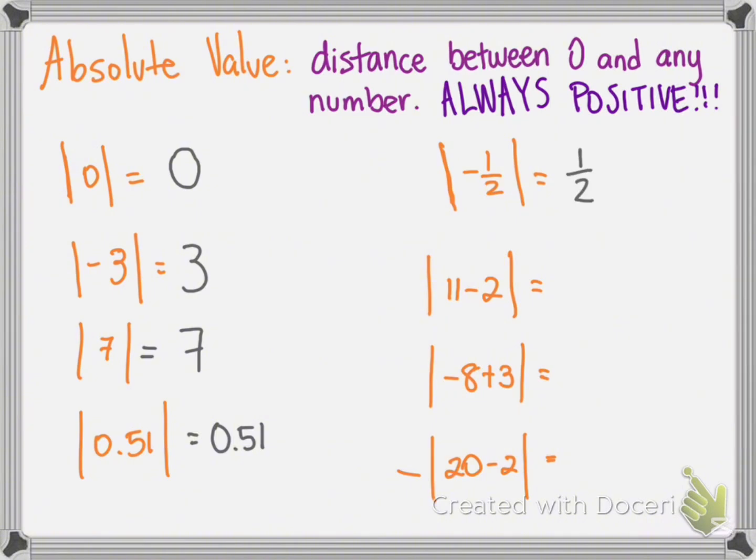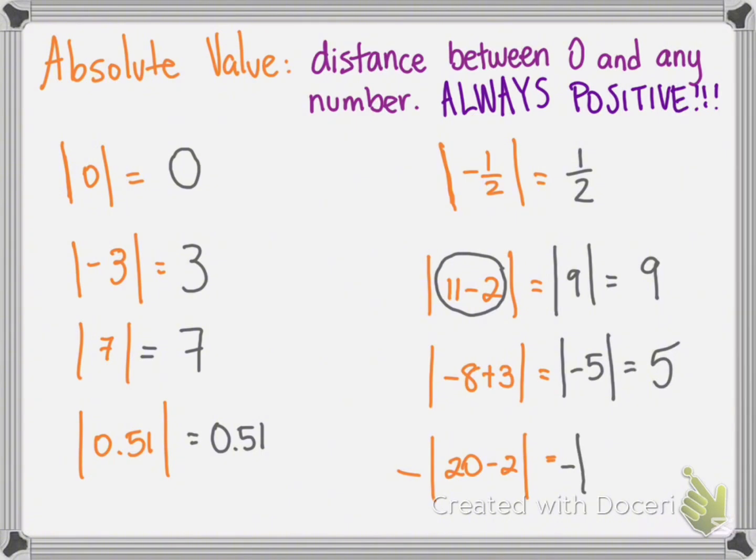And then we have these kind of exercises where we have an operation inside. So what we do is first find the answer of that. So 11 minus 2 is 9, and the absolute value of 9 is 9. For the next one, we'll do the same. -8 plus 3 is -5, and the absolute value of -5 is 5. And finally, in this case, we have a negative in front of the absolute value signs. So 20 minus 2 is 18. The absolute value of 18 is 18, but we have a negative in front, so the answer in this case is going to be -18 because of this negative here.